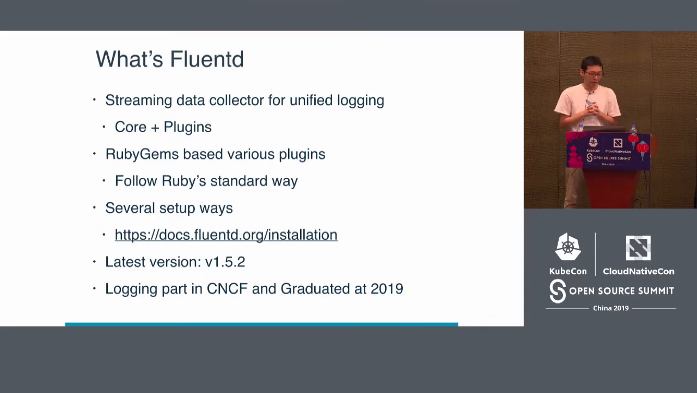Fluentd uses Ruby gems for plugin development and distribution. Ruby gems is a standard platform on Ruby. So Fluentd uses the whole Ruby ecosystem for plugin development. We can use any Ruby library to develop a plugin, and it is easy to distribute in Ruby gems. So it is easy to write a plugin and easy to reuse the plugin in your environment.